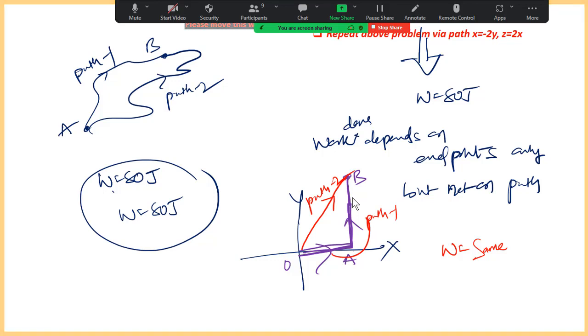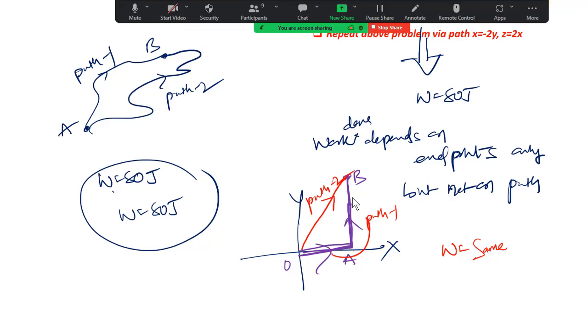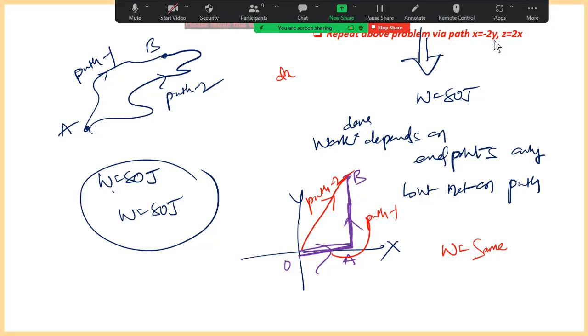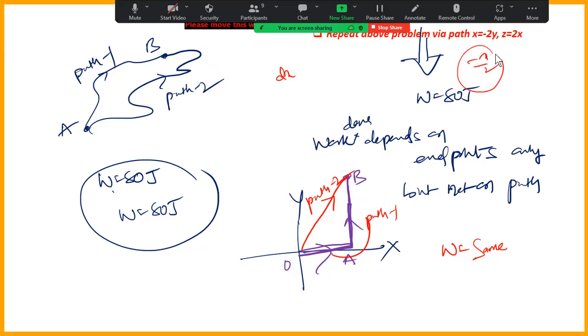So you try to solve this problem by substituting wherever it is required. Whenever you are doing the integration with respect to x, change everything into x. Whenever you have y, substitute minus x by 2. Whenever you have z, you can take z equal to x. Everything is converted into x, so you can do the integration.